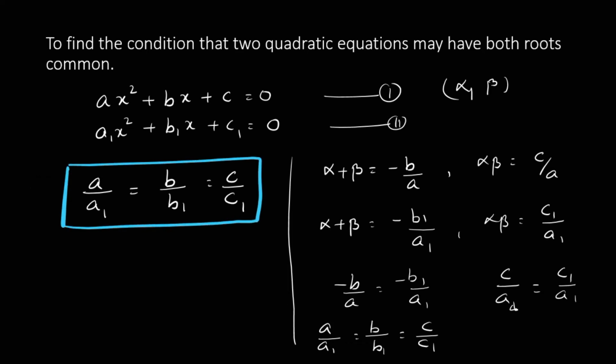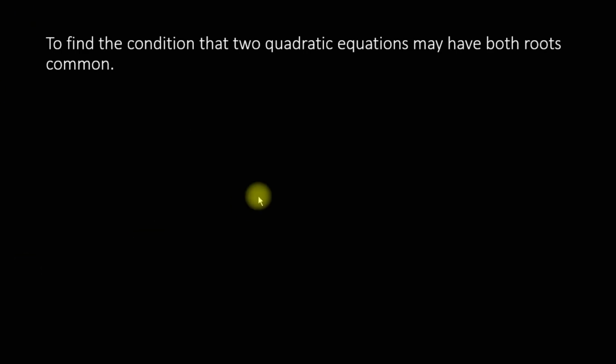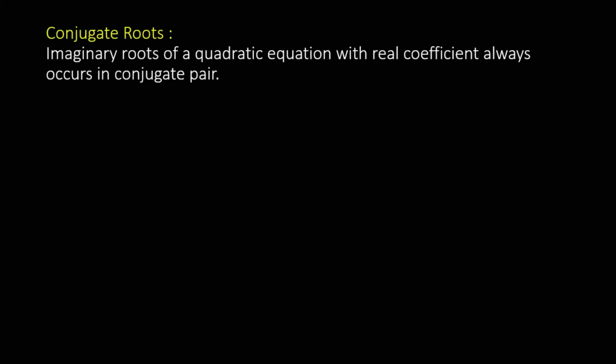Okay, and the next slide is to find the condition that two quadratic equations may have both roots common. We already discussed this one. Now, conjugate roots. What do we mean by conjugate roots? Imaginary roots of a quadratic equation with real coefficients always occur in conjugate pairs. It means if the roots are imaginary, suppose alpha plus i beta is one of the roots, then the second root is automatically alpha minus i beta, that is, a conjugate pair.